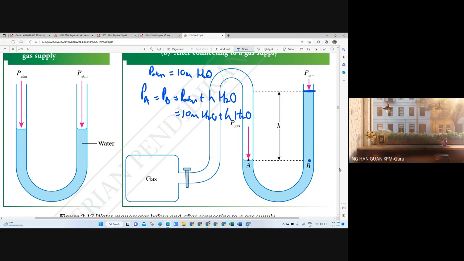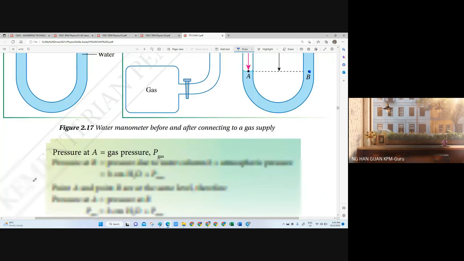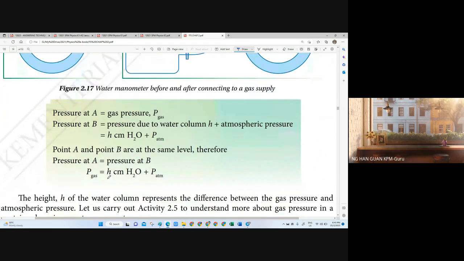In that case, you have to include atmospheric pressure, because when they are at the same level, both sides experience the same atmospheric pressure. If the gas at A and B are at the same level, then the gas pressure is the same as ATM. It's already given here. I didn't notice. Anyway, it's already given.